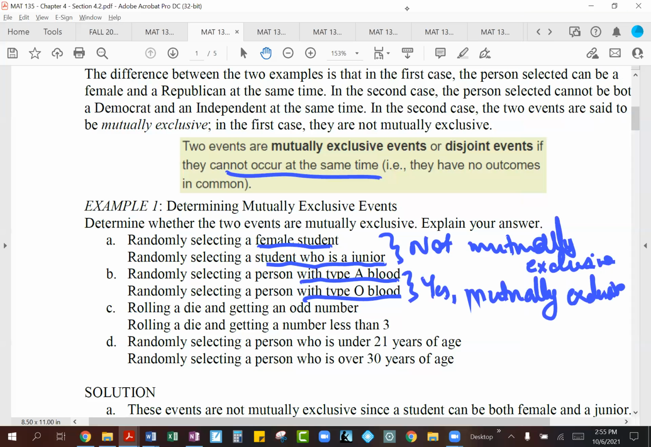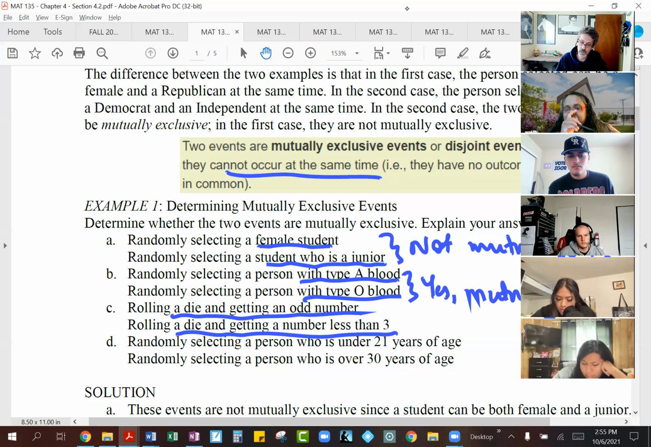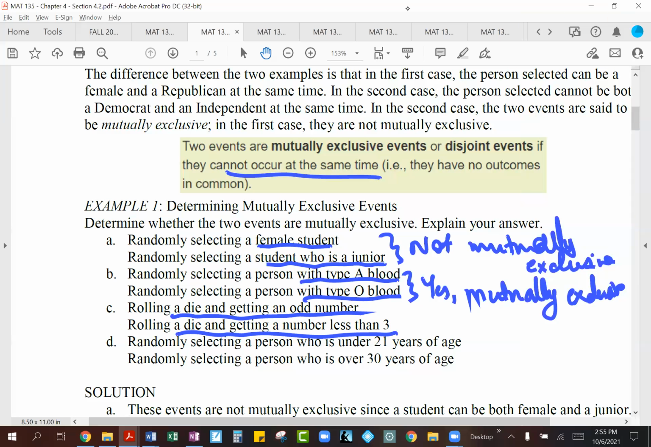Alrighty, perfect. Next, they're saying rolling a die and getting an odd number, and rolling a die and getting a number less than 3. When you roll a die, can you get an odd number that is also less than 3 at the same time? Yes. What number do you think that would be? 1. Yes, 1 satisfies both because 1 is an odd number and 1 is also less than 3. So obviously these are not mutually exclusive.